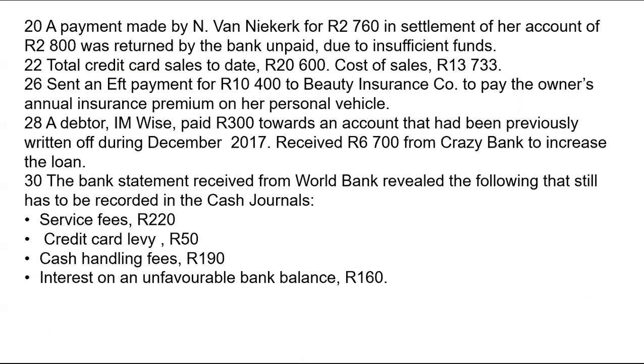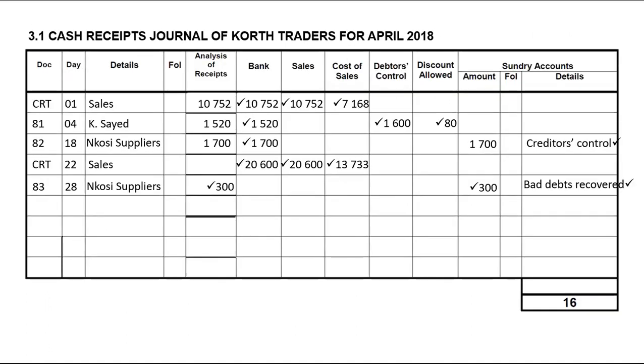All right, where they said we received 6,700 from Crazy Bank to increase our loan. So that is the increase amount. Okay, so when we receive money for a loan, that will be recorded in the CRJ. It is basically us taking up a new loan that will be recorded in the CRJ. We'll have Crazy Bank and analysis of receipts will have 6,700, and we will record that. And the bank, please note that it was simply an increase of our loan, right? I just need you to note that it is an increase of our loan.